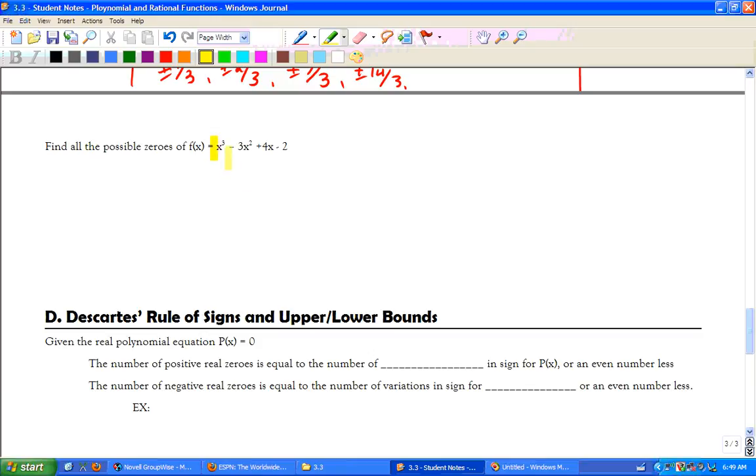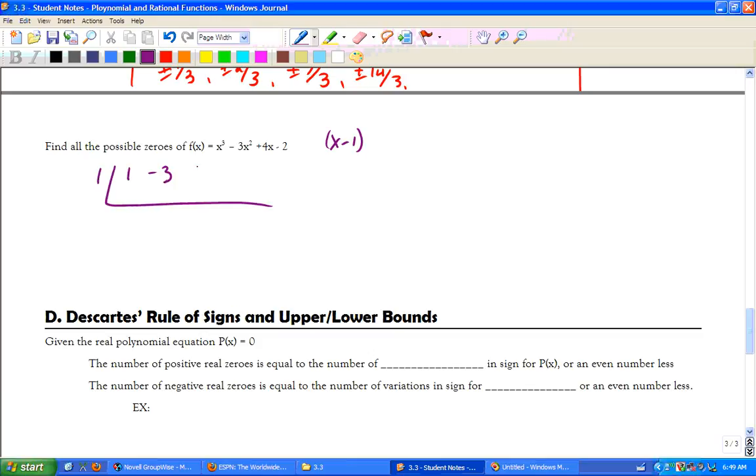So when I add up my coefficients, I see 1 plus negative 3 is negative 2. Negative 2 plus 4 is 2. 2 minus 2 is 0. This tells me that x minus 1 is a factor. So when I know that x minus 1 is a factor, I'm going to do synthetic division with positive 1.